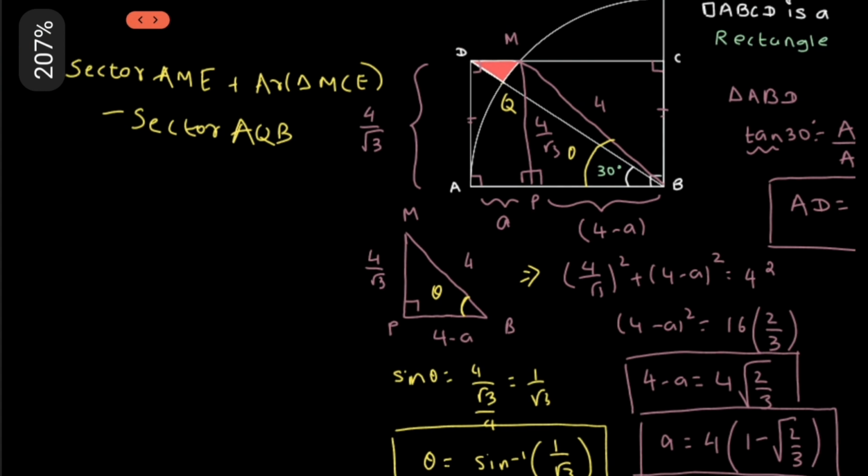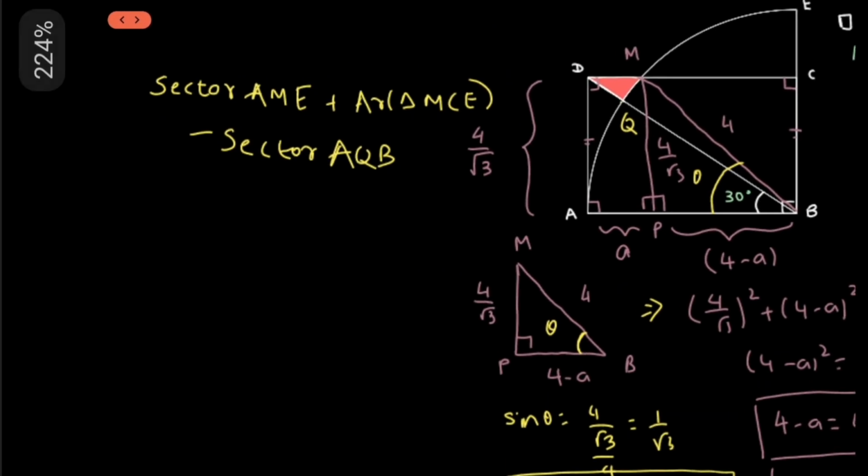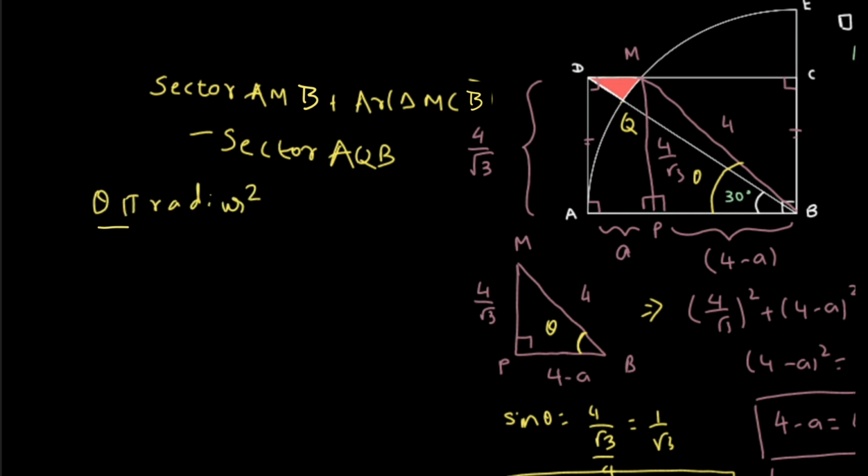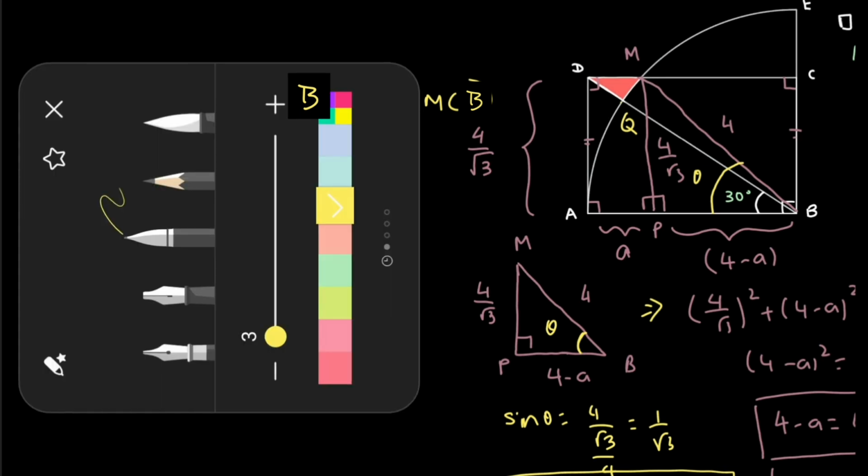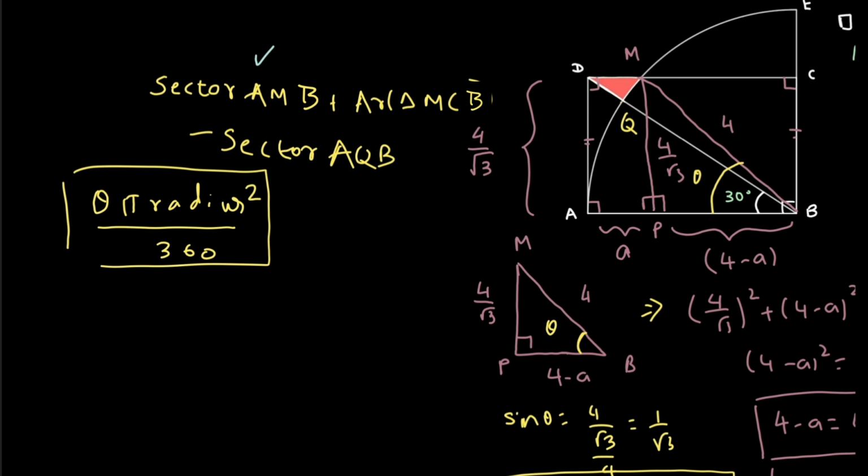Now let us plug everything into this formula. So for the area of the sector, remember the formula for a sector, that is theta pi radius square upon 360. So this is the formula for the area of the sector. So let us apply that. In the sector AME, the value for theta is sine inverse 1 upon square root of 3, that's the central angle, into pi, that's constant, into the radius square. So the radius of this sector is MB, that is also the radius of this quarter circle, and it had a value 4. So 4 square is 16 upon 360.